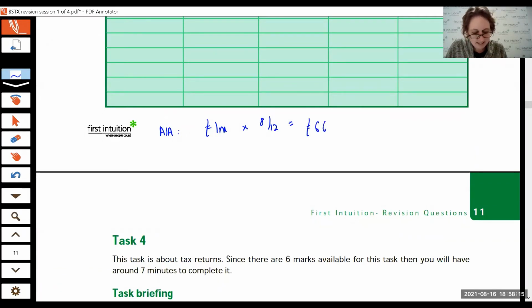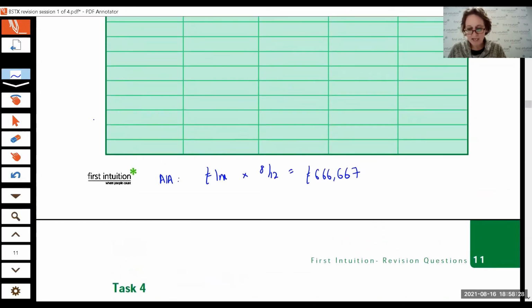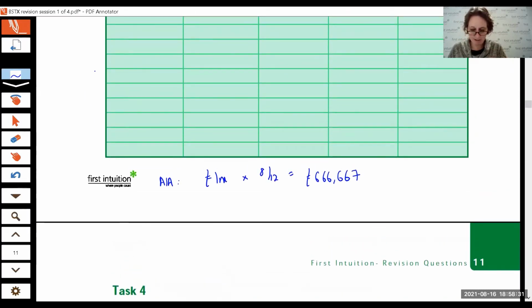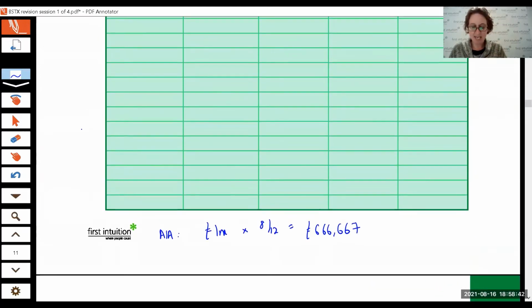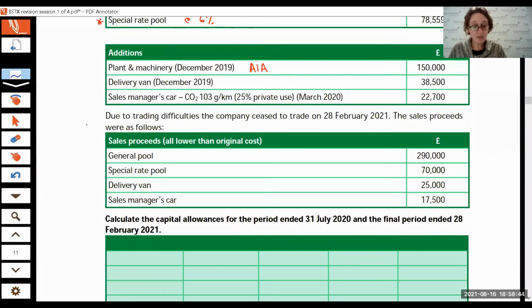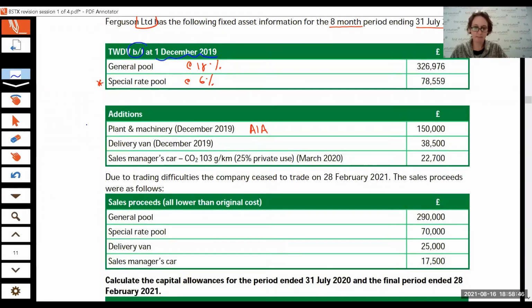So 666,667 is the maximum AIA that I could claim for this period. Lovely. So that's another little alarm that rings. Remember, when it's a short period, we've got to be thinking, is there anything we need to restrict here? So I need to restrict the amount of additions that qualify for AIA. And yes, Jessica, the general pool is always 18%. Yes. It's given in your reference material, it will tell you that.